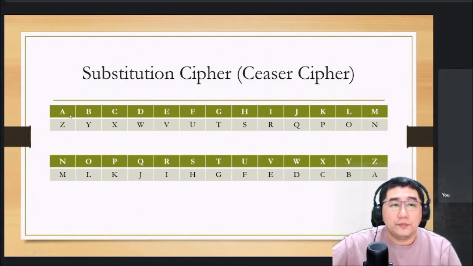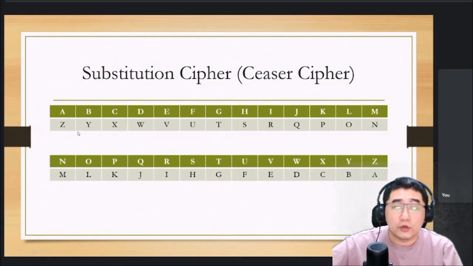So you have A change to Z, B change to Y, C change to X, D change to W, E change to V, F change to U. This is just one possible substitution, because as you can see here, I write A to Z and Z right back in the reverse order back to A. It's not necessary that I must reverse the order. Maybe I just shift three letters to the left, or three letters to the right. So you can change the letters accordingly.